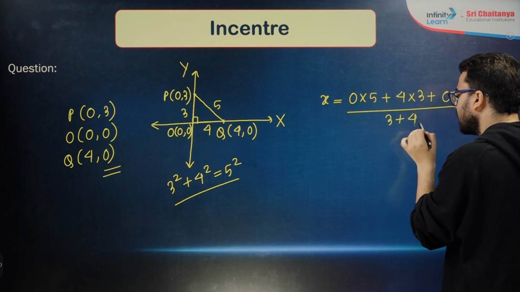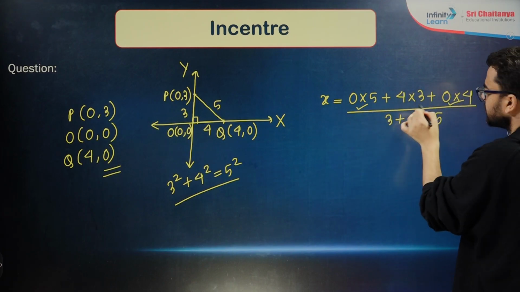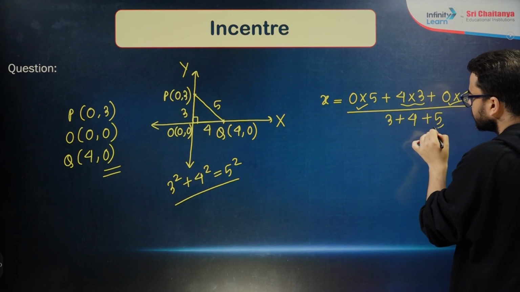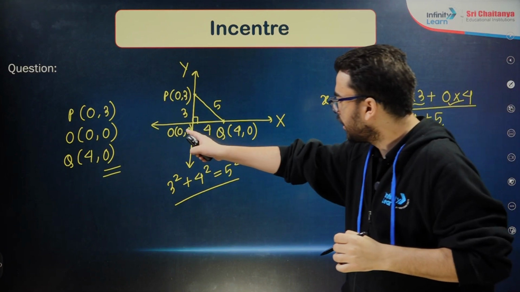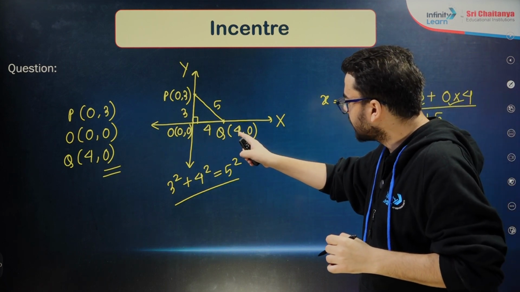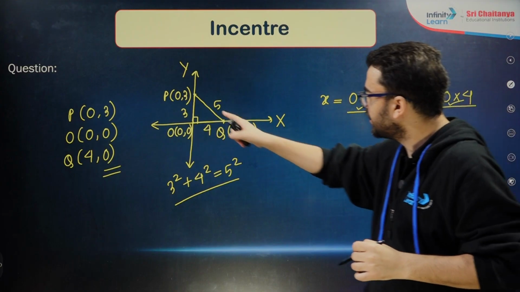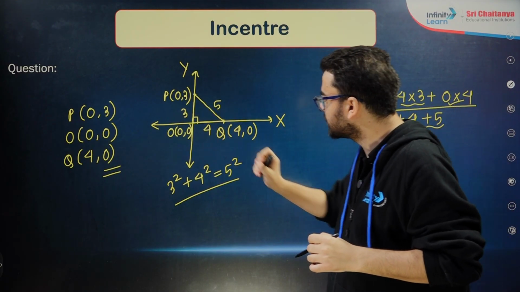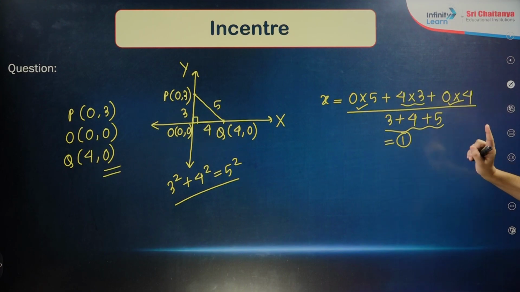of the triangle. So 3, 4, 5. So you see this is 0, this is 0, this is 4 3s are 12, and this is also 12. 12 by 12 is 1. You can check it once again. X coordinate into length of the opposite side, that is 0. X coordinate into length of the opposite side, that is 12. And then x coordinate into length of the opposite side, 0. And the sum of the lengths of the sides is also 12, so that will be 1 only.